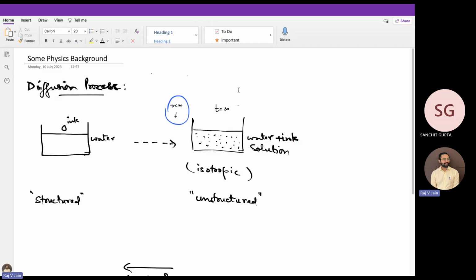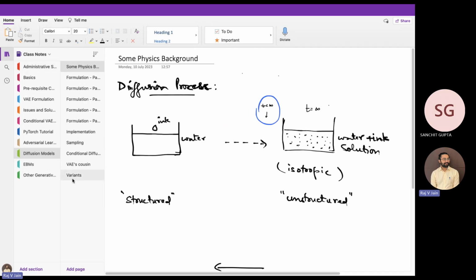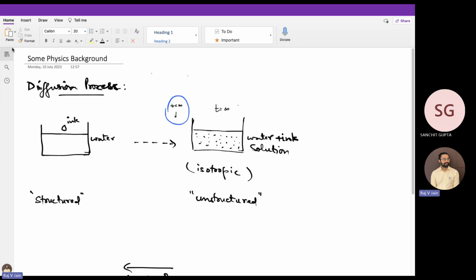Fine. So welcome to the 10th lecture of this course on generative modeling, and we have gone far from VAEs already. We looked at VAEs, and we looked at GANs a bit, and last class we discussed diffusion models.